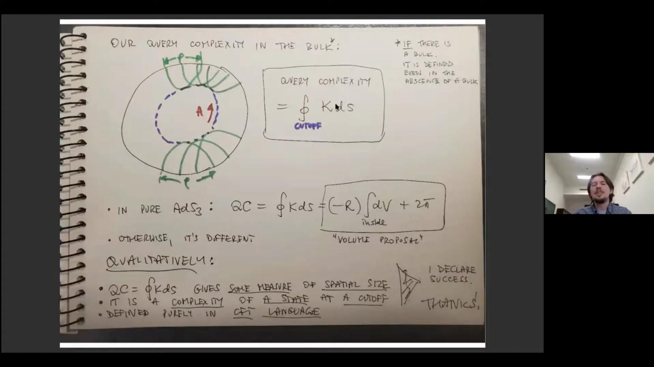Now, let me just say that I can declare success right here. Why? Because this object is always going to be bigger when the region enclosed by the cutoff surface is bigger. So in that sense, it does exactly what complexity on a qualitative level should be doing. It grows when the spatial slices are bigger. It is not in general equal to the volume or the action in the Wheeler-DeWitt patch, but it is something that captures the essence of what it means to be bigger in AdS space.